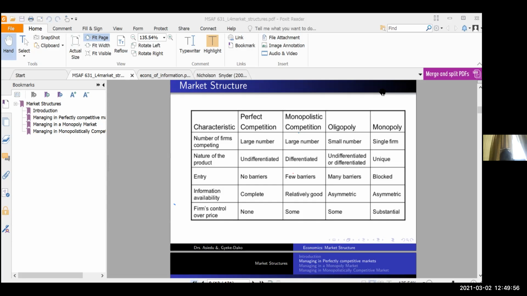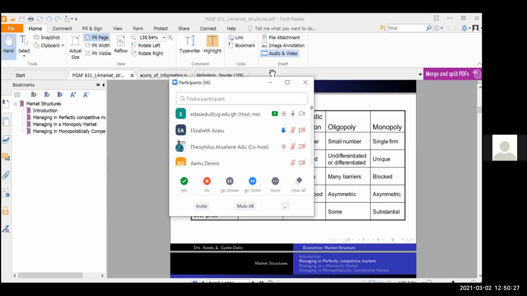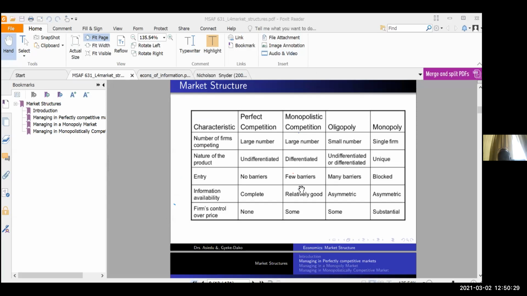Elizabeth, example. Hotels and pubs. Are there a large number of hotels now in Ghana? Yes. A product differentiated. You can tell if you are going to hotel A or B, the big brands and all that. So what are the barriers to setting up a hotel? Anybody who knows this industry very well? Elizabeth, if you know. Ministry of Tourism registration and those things. The board, the registrations are there.